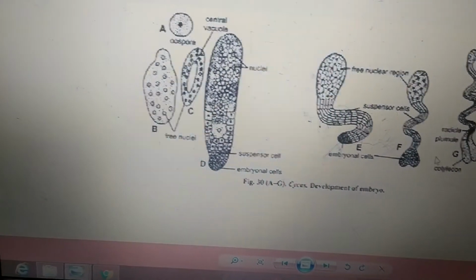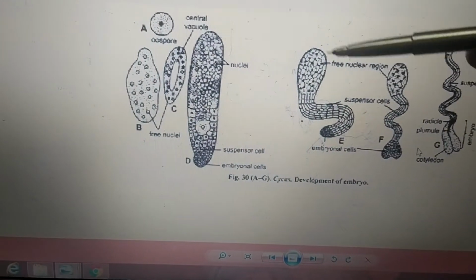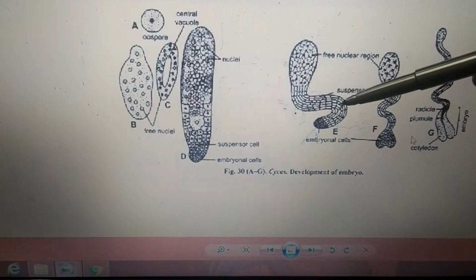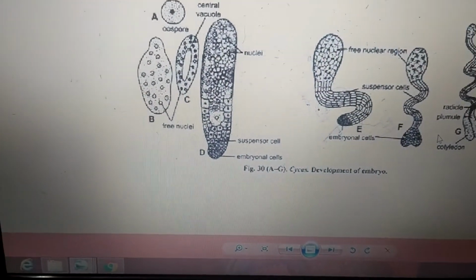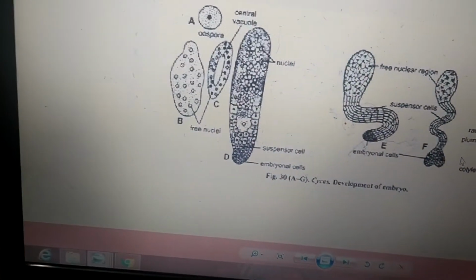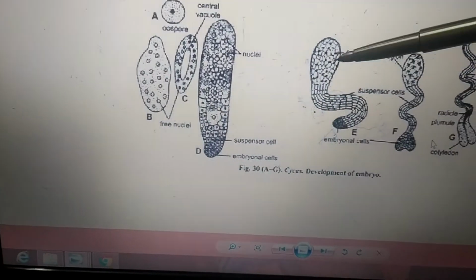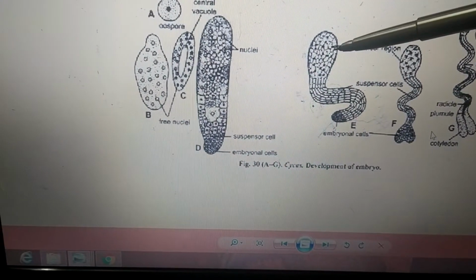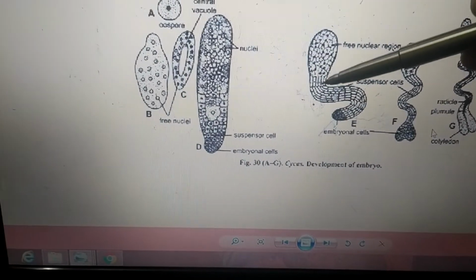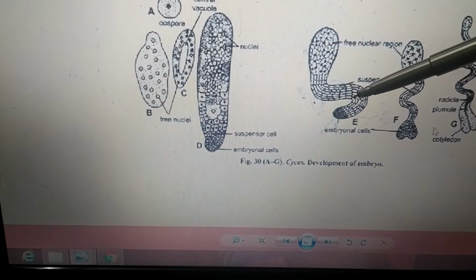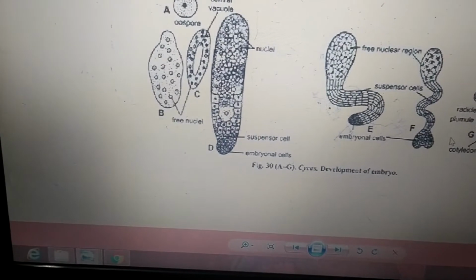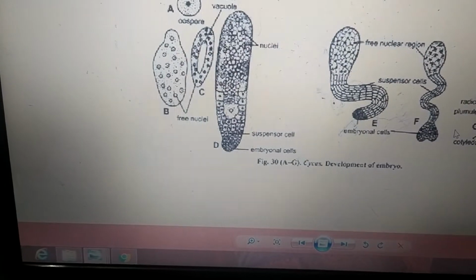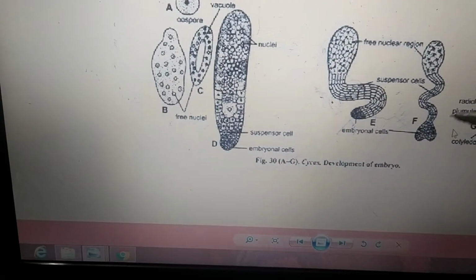Again, this pro-embryo soon gets differentiated into 3 zones. The upper zone, which has free nuclei and no cell wall formation, the middle one will be the suspensor, and the basal one will be the embryonal zone. Now this upper region is going to act as a haustorial zone. It is going to absorb nutrition for the developing embryo, whereas the suspensor region gets elongated, considerably spiral in nature. The role of this suspensor is to push the embryonal cell deeper in order to absorb the nutrient.